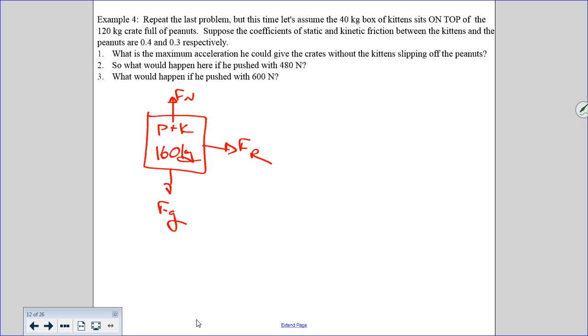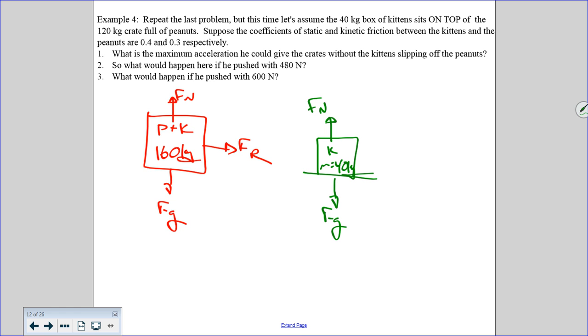Let's do the kittens first because I think it'll help us understand the peanuts a little better. All right, so let's do the kittens. So here's the kittens. They have a mass of 40 kilograms. Okay, so our forces are gravity, and normal force. We should be specific here. Where's this normal force coming from, you guys? Peanuts. From the peanuts, right? The peanuts are holding up the kittens, right?